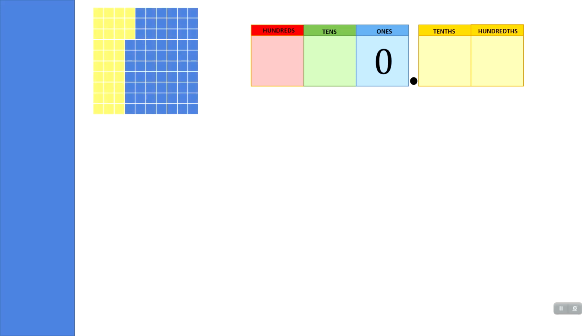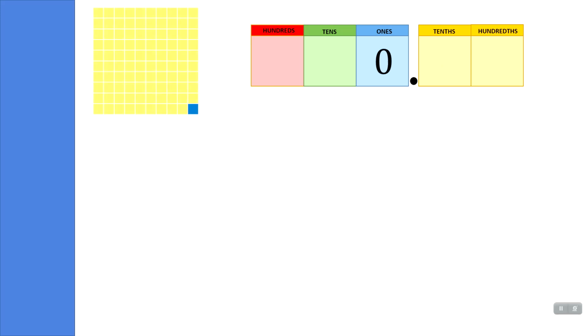Now you try. Count the amount of yellow squares in the diagram. You should see that there are 3 full columns of 10, so 10, 20, 30, and there are 3 individual squares shaded. So that gives us 33 hundredths. In our place value chart, we write the digits 3 and 3 such that 3 is in the hundredths column and 3 is in the tenths column. And we read that as 0.33, which is 33 hundredths.